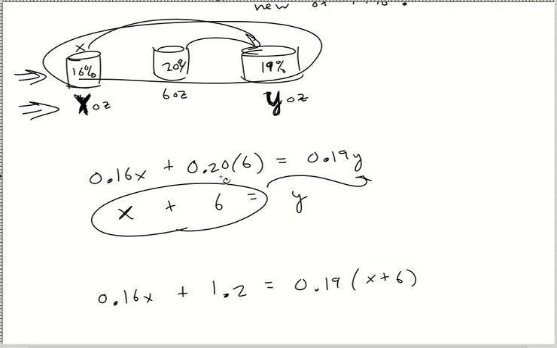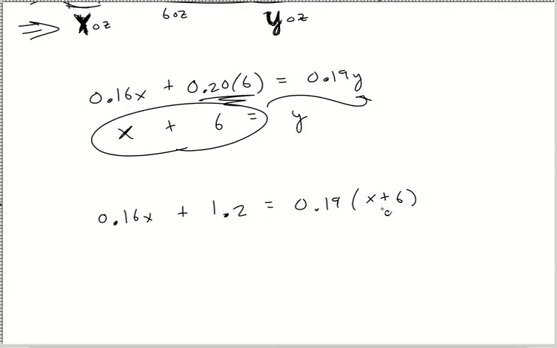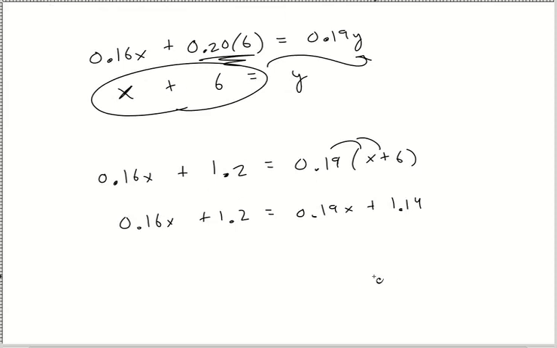So I just did the math here, by the way. It's just 1.2, and then I just plugged it in. Distribute. Six times 0.19 is 1.14. Combine like terms. I'm going to minus the 1.14 on both sides. I'm going to minus the 0.16x on both sides.